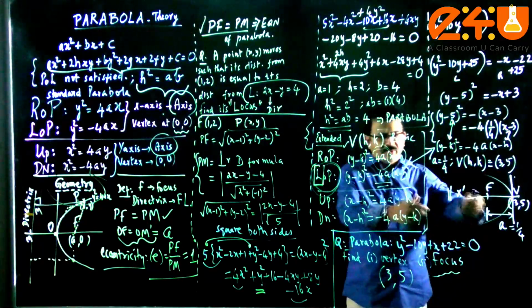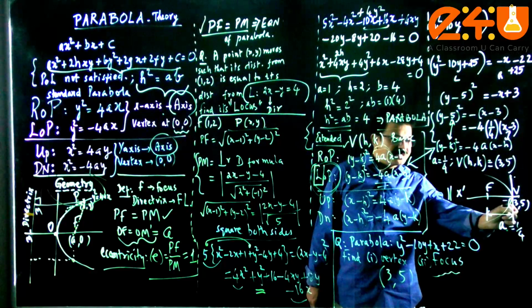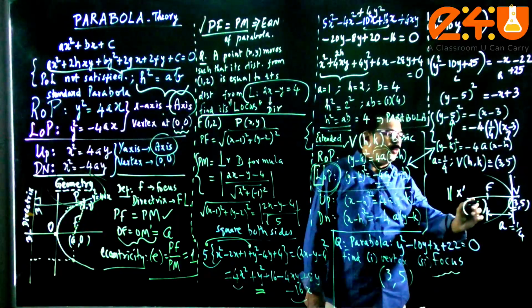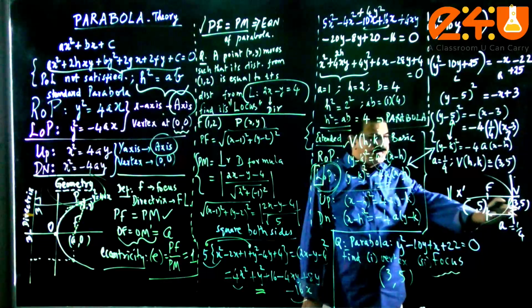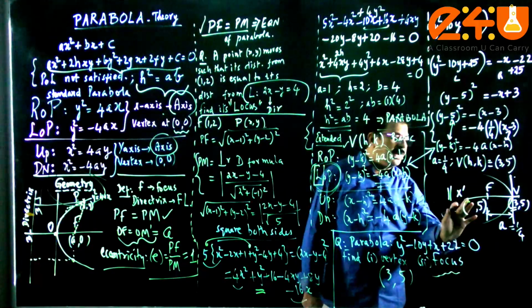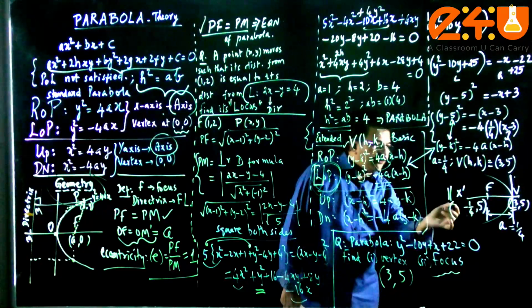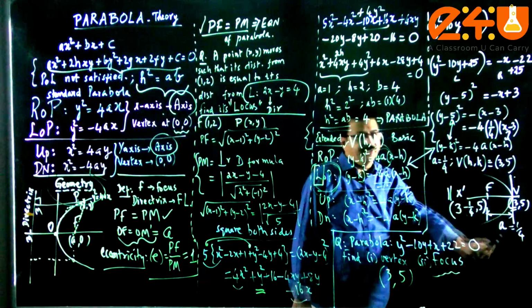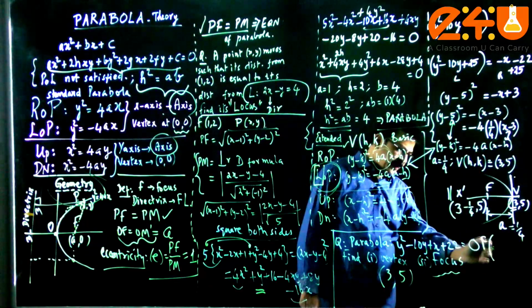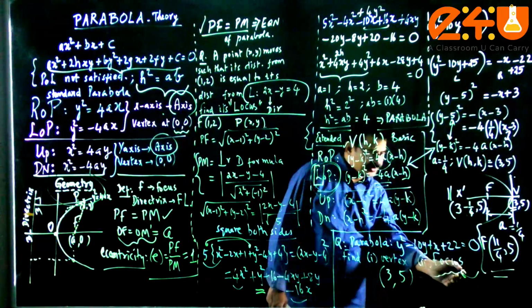What do you mean by moving parallel to the x axis? If you are moving parallel to the x axis towards the left, it means you have to reduce the x coordinate. You are subtracting from the existing value of the x coordinate 3 to get the new coordinate of the focus. You are not at all moving along the y direction, so the y coordinate 5 will remain 5 only, and the x coordinate, you are moving 1 by 4, so you have to go by minus 1 by 4 from the 3. From the existing 3, you are moving left by 1 by 4. So take LCM, it is 12 minus 1, 11 by 4, comma 5.